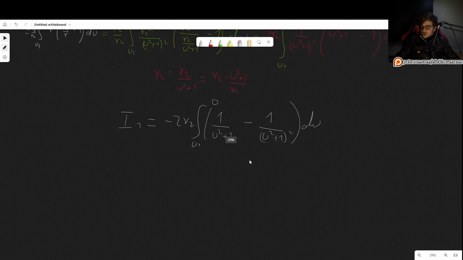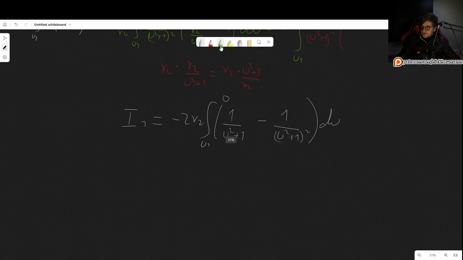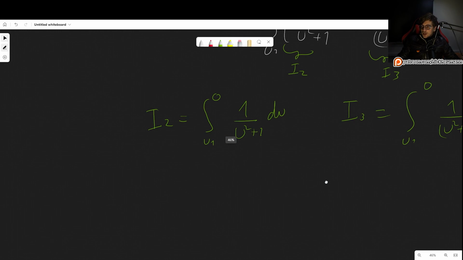So here we have two integrals. Let's call this I2 because I1 we already used. So just to be very clear, I2 is the integral from u1 to 0 of 1 over u squared plus 1 du, and I3, which will be this thing, is the integral from u1 to 0 of 1 over u squared plus 1 squared du. Okay, so let's solve each one of these.